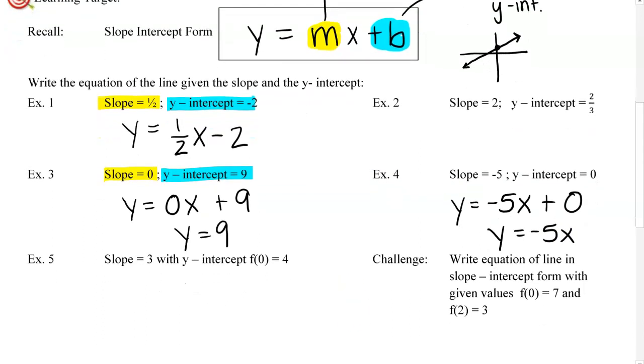The last example I just want to take note of is that if an ordered pair is listed as 0, 4, that is the y-intercept. We know that because the x value is 0. So if you have a slope of 3 and a y-intercept of 4, then y equals 3x plus 4.